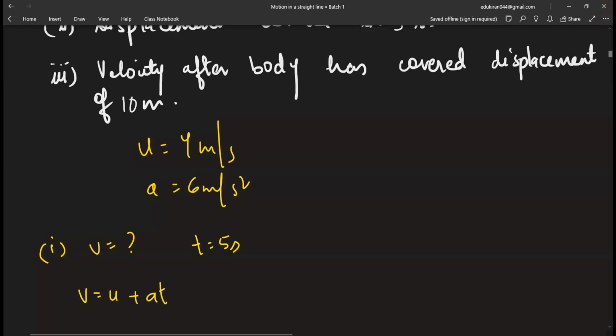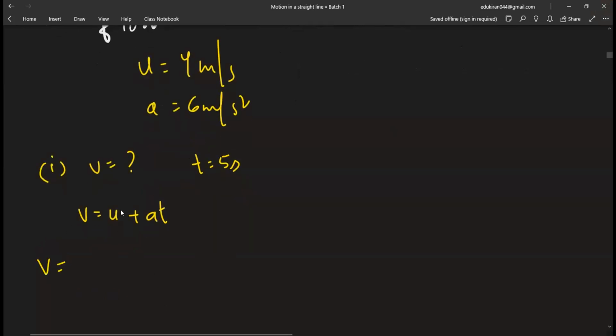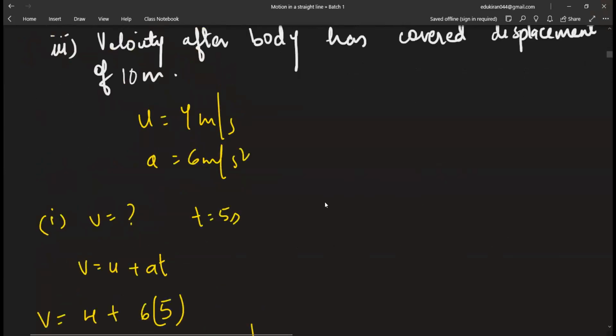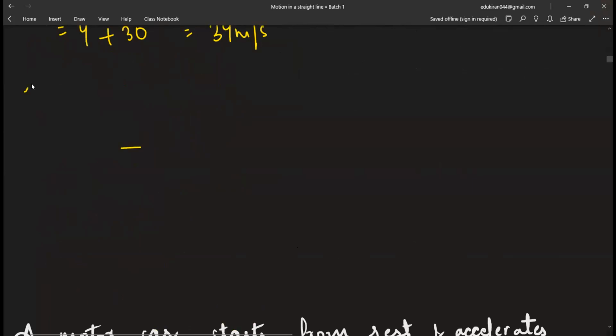So see, V final: U is 4 plus acceleration is 6, time is 5. So this is 4 plus 30. So you have the velocity as 34 meter per second. Okay, let's come to the second part: displacement covered in 5 seconds. So on the second part, this is displacement and time is given as 5 seconds.